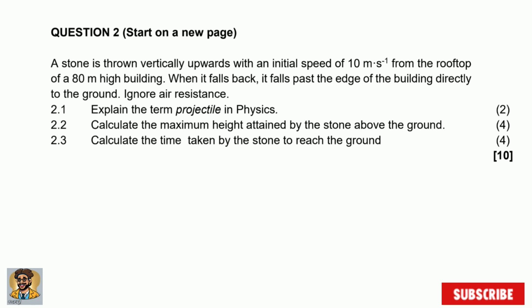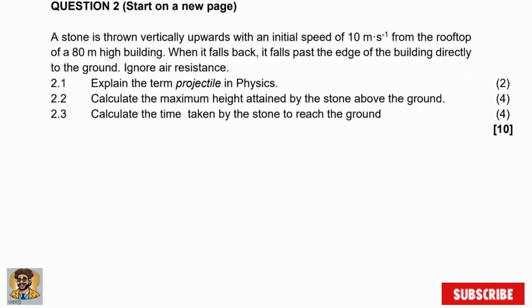This question says a stone is thrown vertically upward with an initial speed of 10 meters per second from the rooftop of an 80 meters high building. When it falls back, it falls past the edge of the building directly to the ground. Ignore the air resistance.